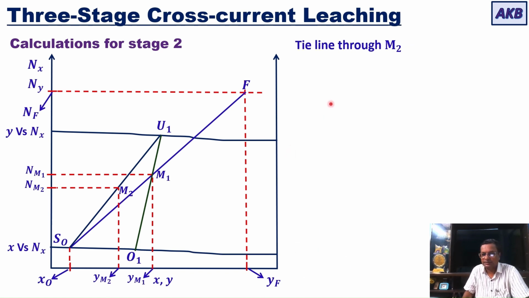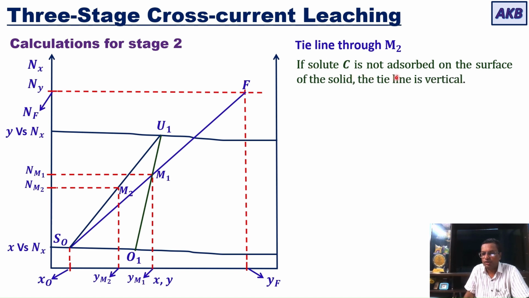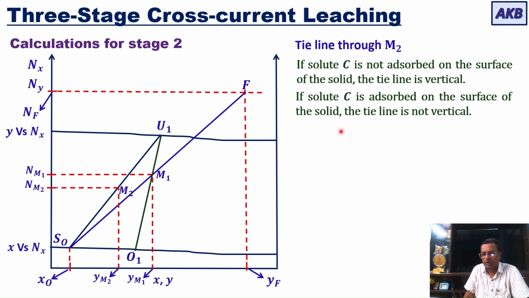Then the next important task is to draw the tie line through M2. So again, it will depend on whether solute C is adsorbed or not adsorbed. If solute C is not adsorbed on the surface of the solid, then concentrations in the overflow and the underflow will be the same, and therefore the tie line is vertical. But if solute C is adsorbed on the surface of the solid, then the concentrations in overflow and underflow will be different, and that's why the tie line will not be vertical. In that case you have to draw the tie line by trial and error.